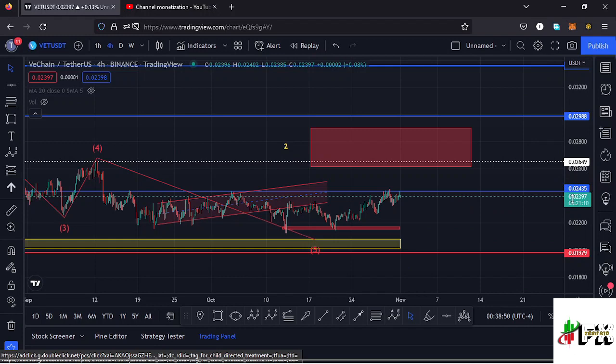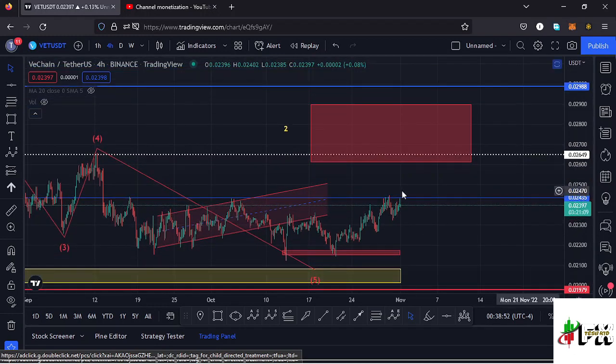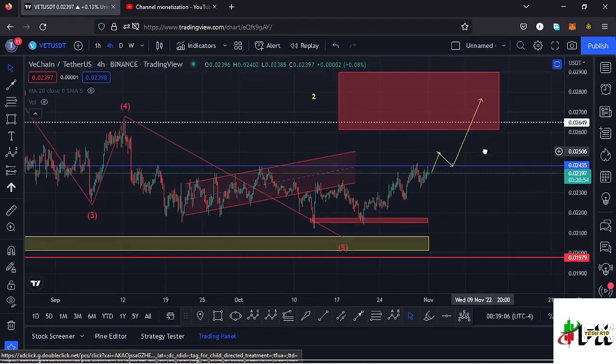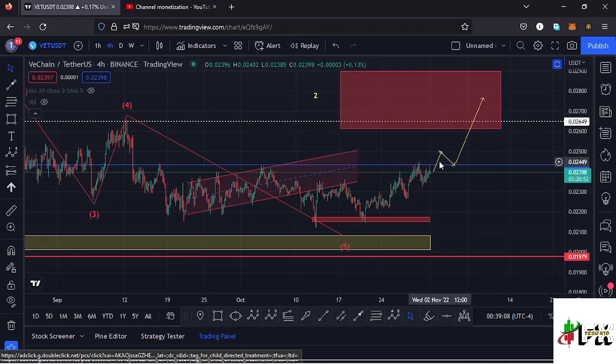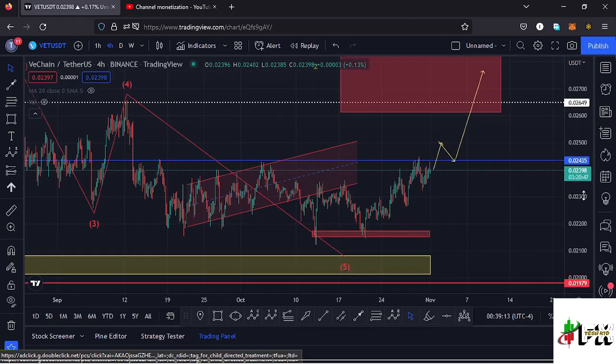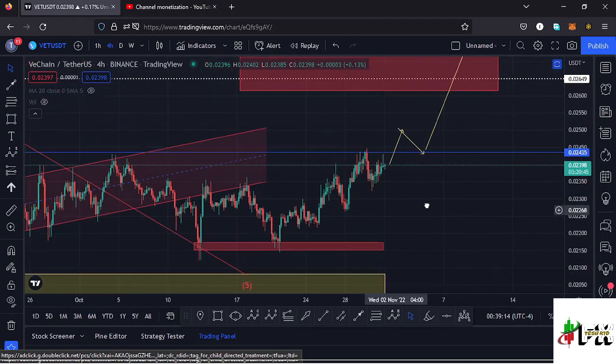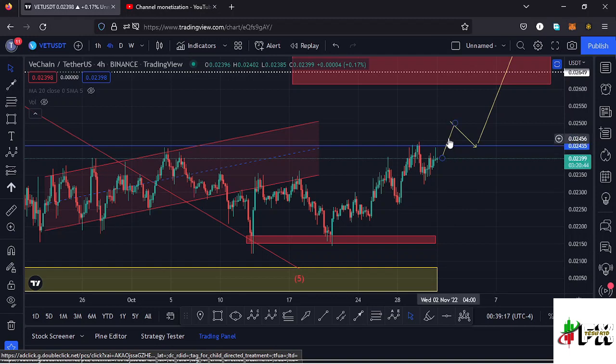For that to play out, I expect Vechain to manage to break above the key area of resistance at around the $0.024 mark, and once we see a breakout above that key area of resistance, see even a retest of that key area of resistance before we continue pushing higher to get us into this target area up here. To support that movement to the upper side, I have key chart patterns that are in formation right here.